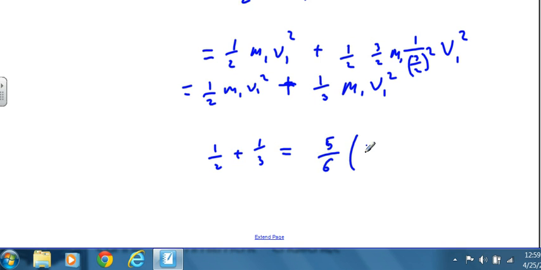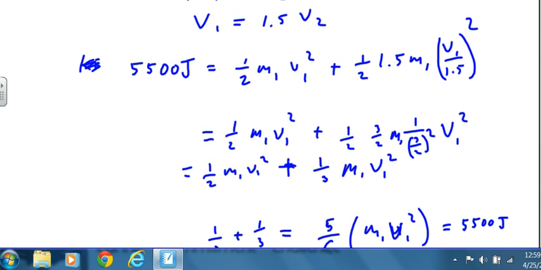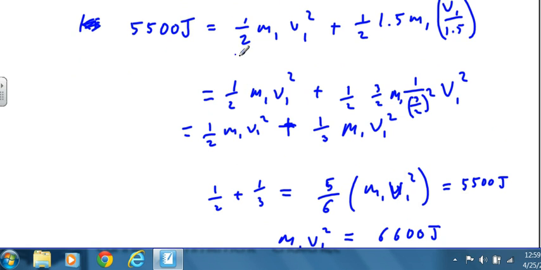So 5, 6 mass 1 mass velocity 1 squared is going to be the 5,500 joules. Well, actually, so mass 1 times mass velocity 1 squared has to be 6,600 joules. Alright, so we'll come back here, and half of that is 33, come back to here.